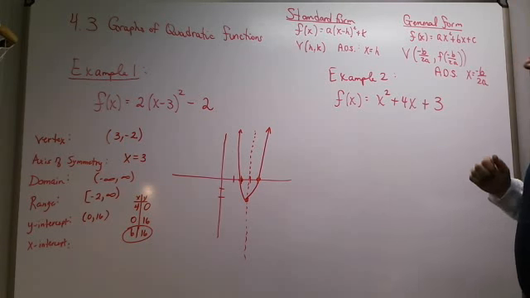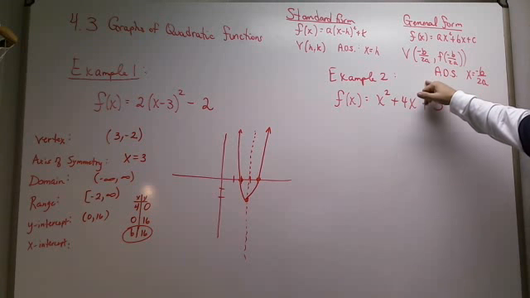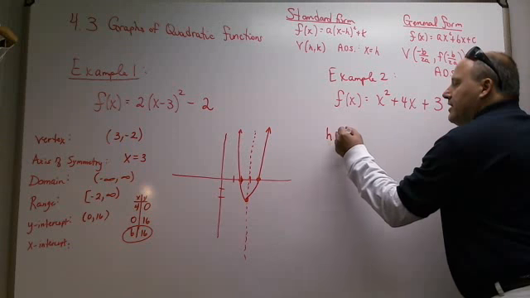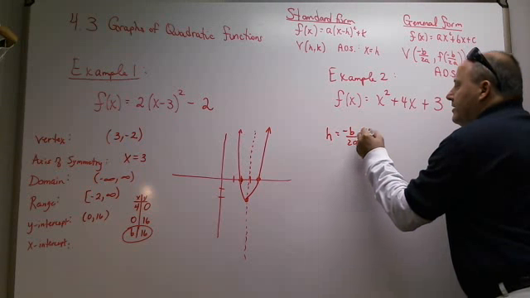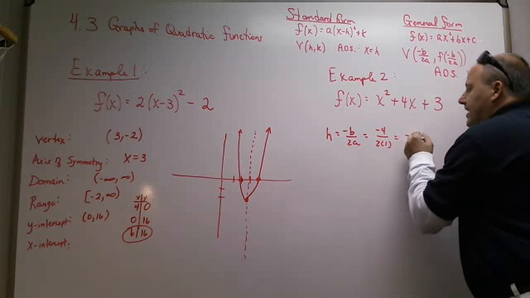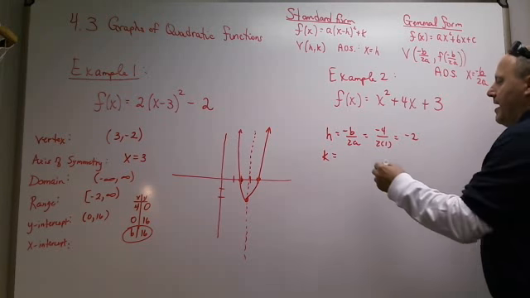The next example is x squared plus 4x plus 3, and to find the vertex on this one, you will use negative b over 2a. So the h is negative b over 2a. So it's negative 4 over 2 times 1, and that's negative 2. To find the k, you plug that back in.